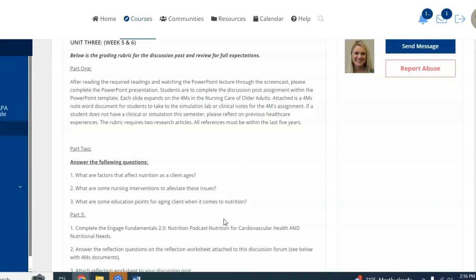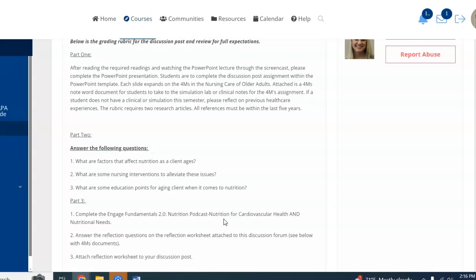So all you have to do is fill out that PowerPoint. You don't have to voice over or anything. All you have to do is fill out the PowerPoint and submit it. One thing to remember, you do have to have 2 research articles. References must be within the last 5 years.